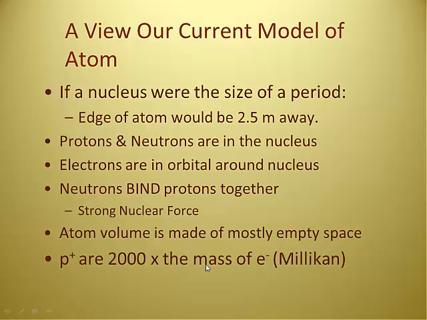Oh, by the way, guys, we told you that Millikan was responsible for something. This is what Millikan's responsible for. He figured out that the mass of the electron is 1/2000th that of the proton. He did the charge to mass ratio and found the mass. That's a real big difference. The proton is 2,000 times more massive than the electron.